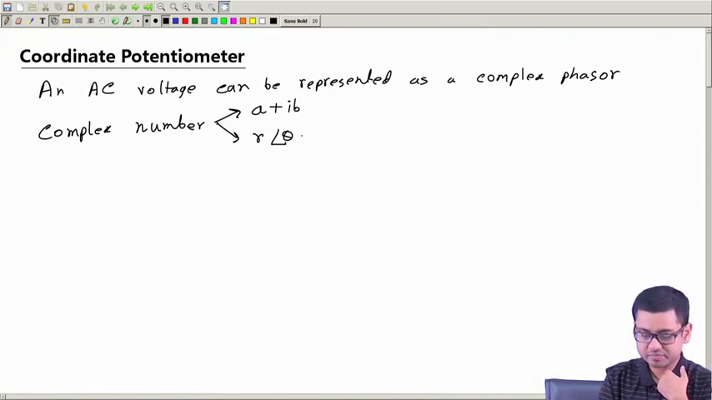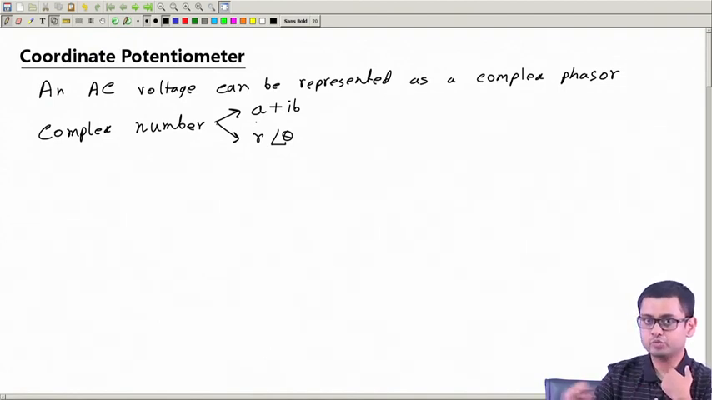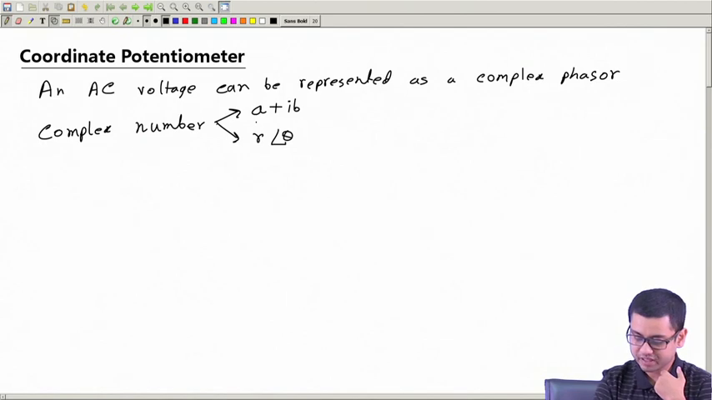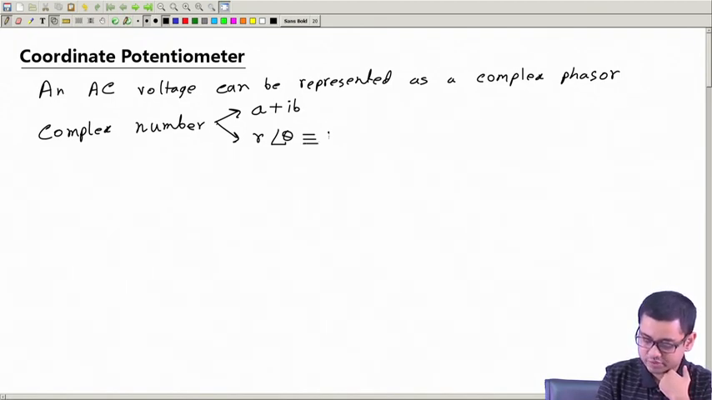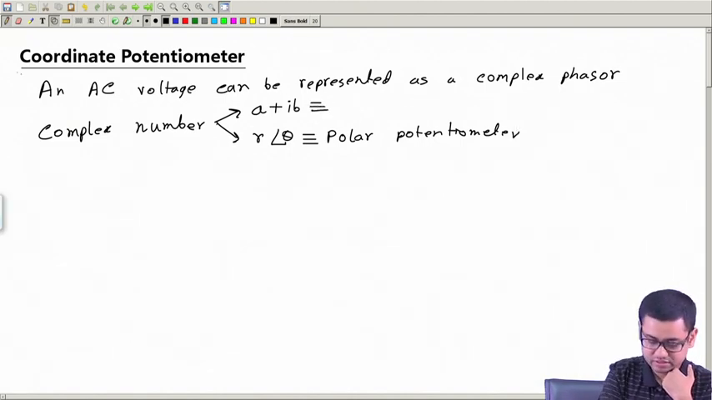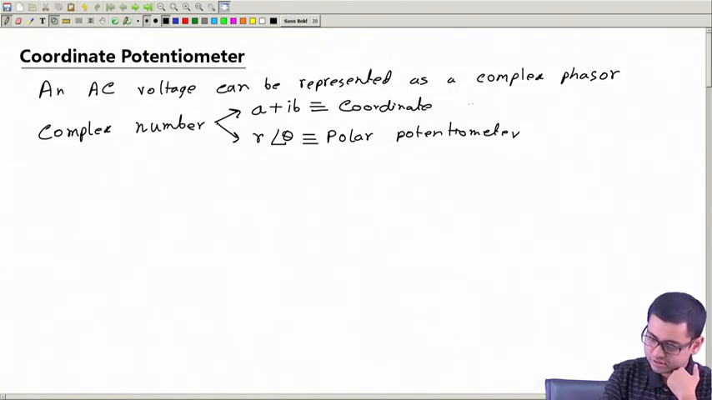The polar potentiometer measures the unknown voltage in this form, magnitude and phase angle. The phase angle is read from the dial of the phase shifter, and the magnitude from the length at which the null point is obtained. So, this is the motivation behind the polar potentiometer, because this is also called the polar representation of a complex number. And this is the motivation of today's topic, the coordinate potentiometer.